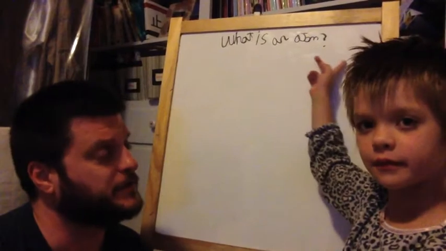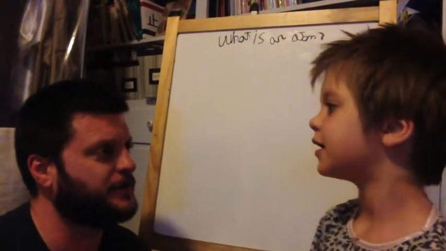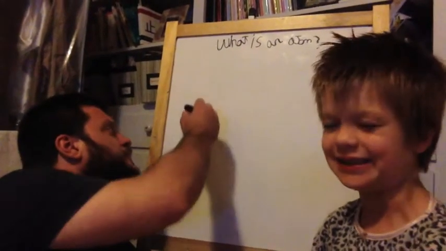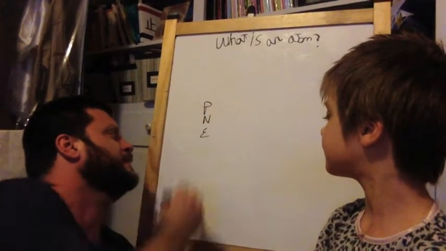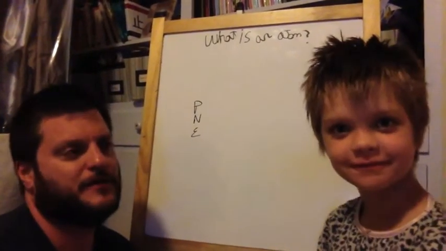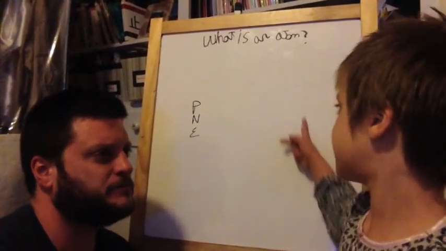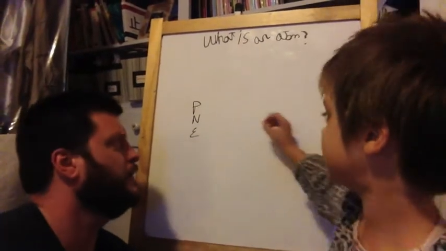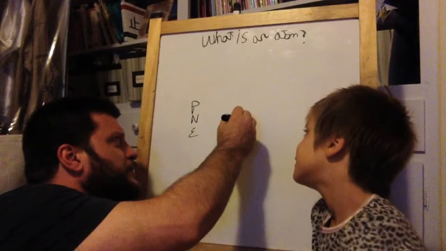So, Presley, there are three things that an atom is made up of. What are those three things? Protons, electrons, and neutrons. So we'll do protons, neutrons, and electrons. And where do the protons live? They live in the nucleus. Right, the nucleus, which is just a circle. We'll make a little proton in here.